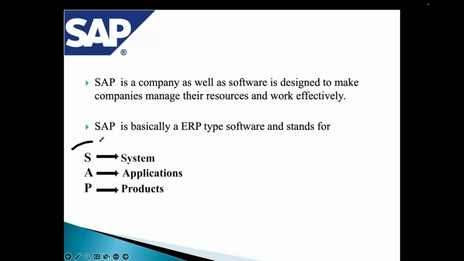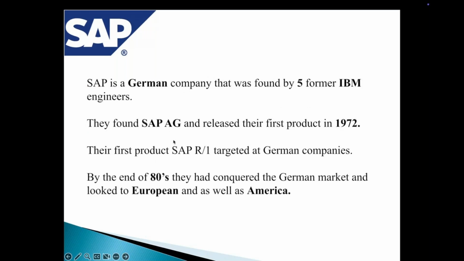SAP stands for Systems, Applications and Products, which is purely meant for maintaining the database of a company. Any company which is SAP implemented is purely for database maintenance, but not for any other purpose. All right. It was started by five key IBM engineers with a single system architecture. Today we are working on R3, three-tier architecture.